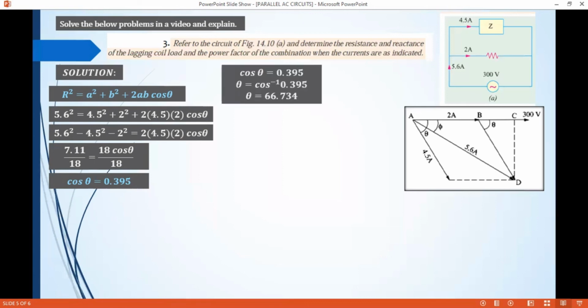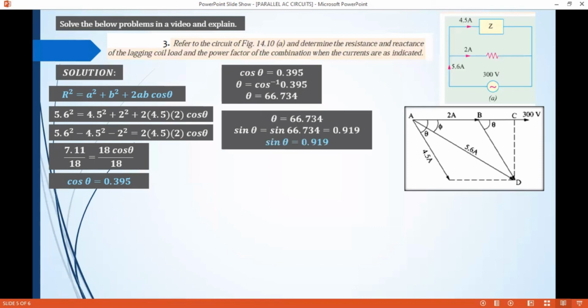Next, let's solve for the theta. Cosine theta is equal to 0.395. Then for the theta, let's take the inverse cosine. So cosine to the power of -1 of 0.395 gives our theta of 66.734. To get the sine theta, let's substitute the theta. So sine of 66.734 is 0.919. That is for the sine theta.